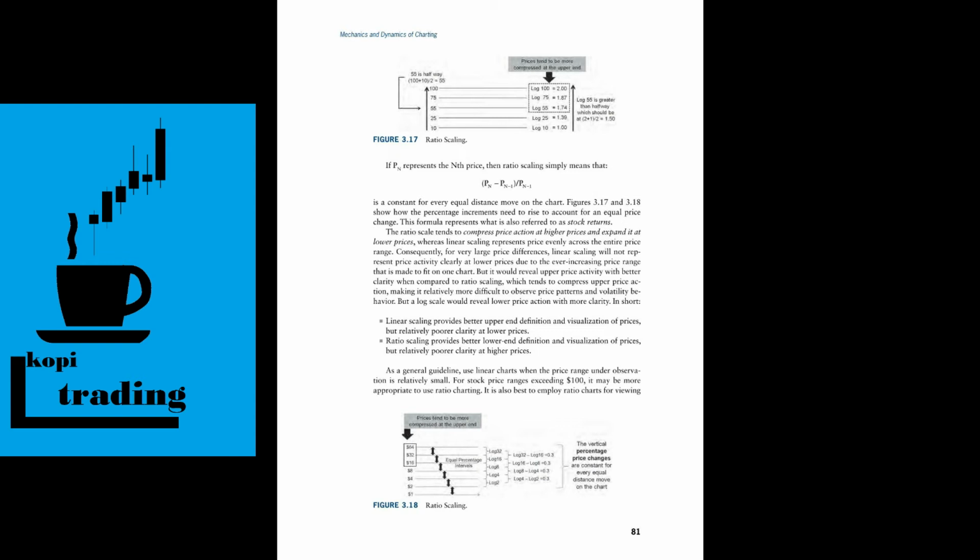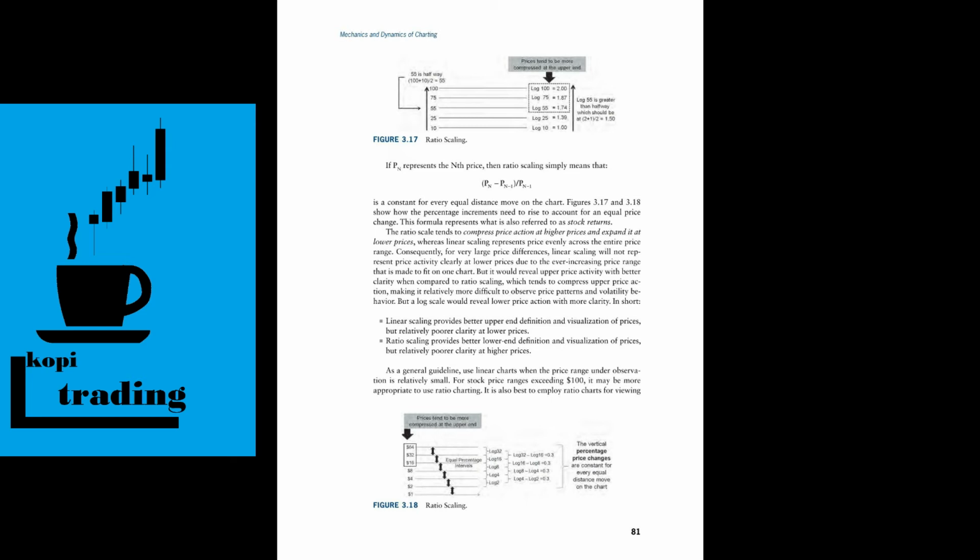Figures 3.17 and 3.18 show how the percentage increments need to rise to account for an equal price change. This formula represents what is also referred to as stock returns. The ratio scale tends to compress price action at higher prices and expand it at lower prices, whereas linear scaling represents price evenly across the entire price range. Consequently, for very large price differences, linear scaling will not represent price activity clearly at lower prices due to the ever-increasing price range that is made to fit on one chart, but it would reveal upper price activity with better clarity when compared to ratio scaling, which tends to compress upper price action, making it relatively more difficult to observe price patterns and volatility behavior. But a log scale would reveal lower price action with more clarity.